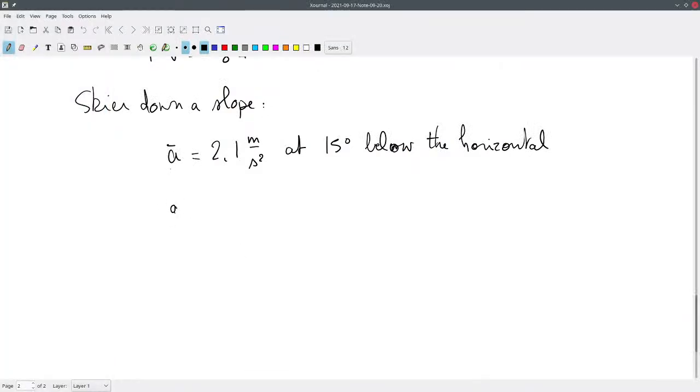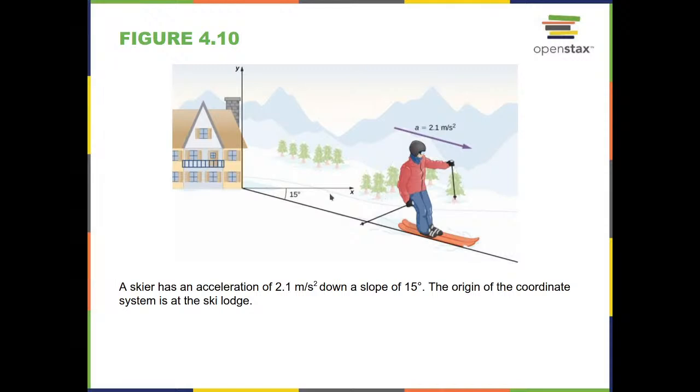So if we want to turn A into x, y components, let me just write AX. AX will be 2.1 meters per second squared times the cosine of that angle of 15 degrees, right? So that's going to be the cosine of that angle, 15 degrees. That will give me the component of the acceleration that's in the x direction.